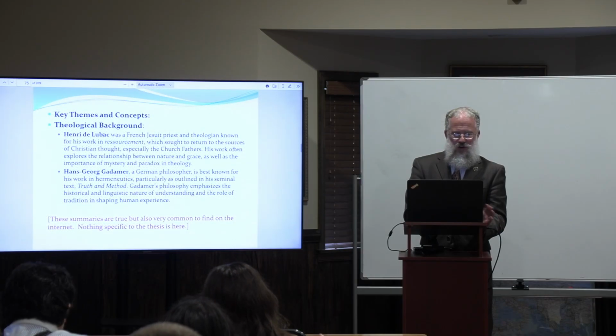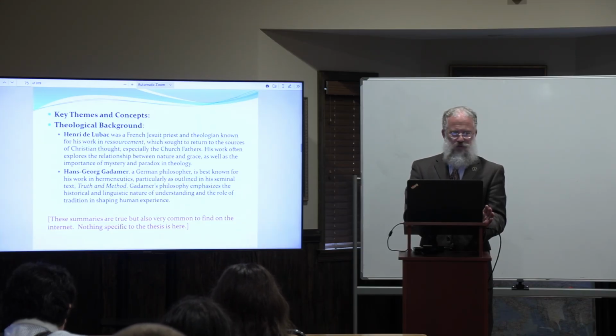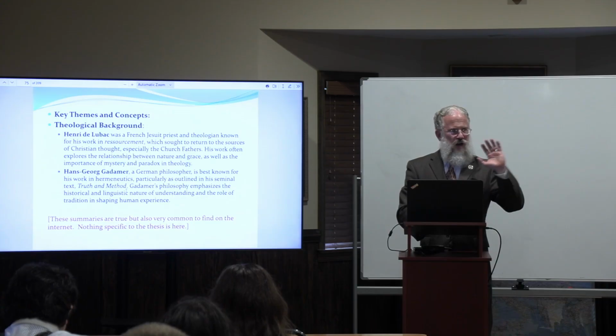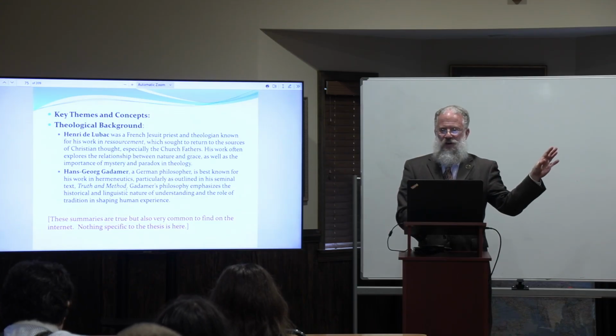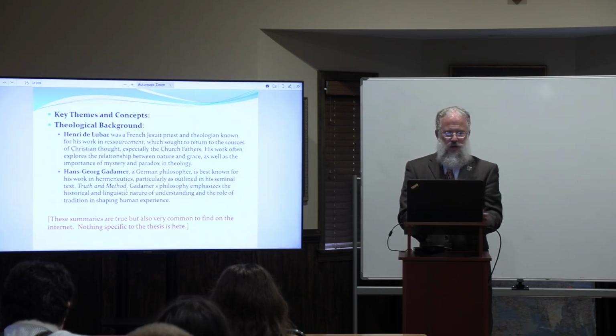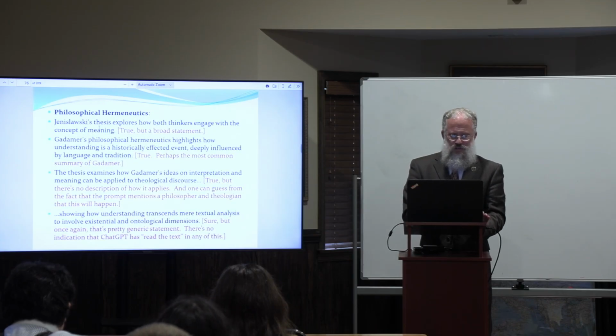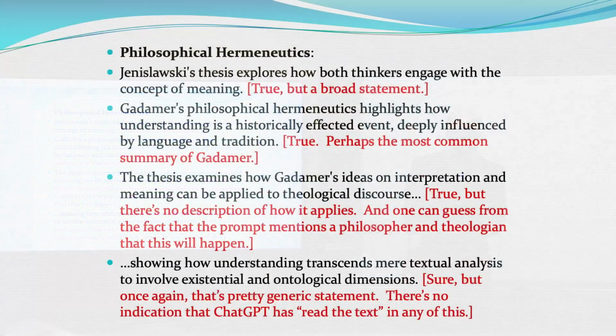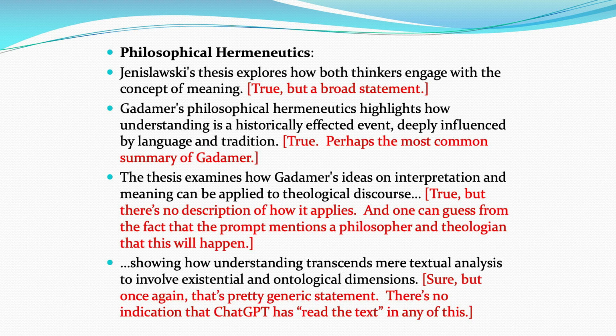So it correctly summarizes who de Lubac was. He's a French Jesuit priest and theologian known for ressourcement. It correctly summarizes who Gadamer was in his major work. But again, this is common as table salt. If you look for these guys online, tons of places will say that. Then it starts telling me about what I wrote. Jenislawski's thesis explores how both thinkers engage with the concept of meaning. Okay, true, but that's a pretty broad statement.